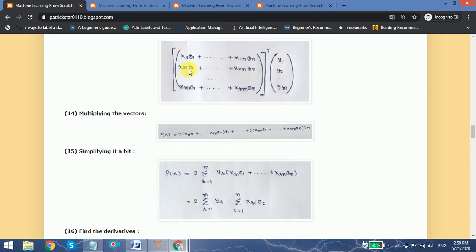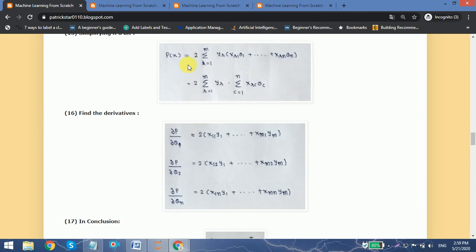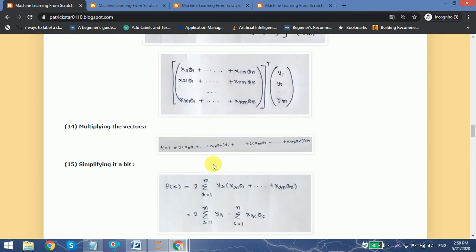So this column will be here in our partial derivative, and for finding the partial derivative with respect to theta 2, we will have the second column with us, that will be here, and for finding the partial derivative with respect to theta n, then we will only have this row with us.